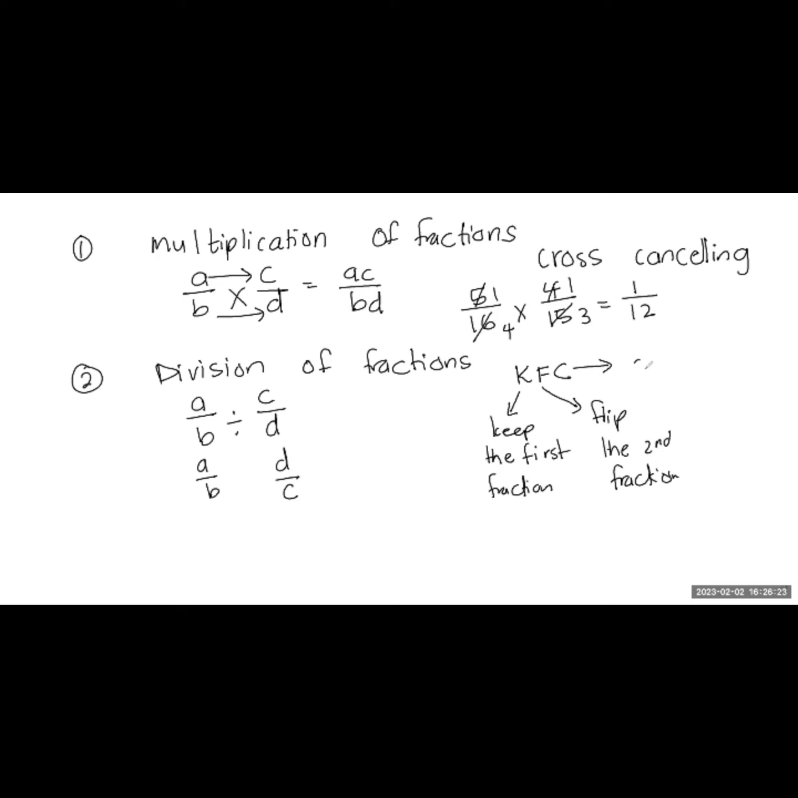And C is for change. We're changing the sign. Okay, KFC: keep, flip, change. Keep the first fraction. Flip the second fraction. Change division to multiplication. And now that we got it in multiplication, all these rules apply. We can cross cancel. We can go straight. So cross cancel and then go straight, just the way we did here. Quite simple. As long as you flip the second fraction and change the sign, you now have a multiplication of fractions question, and then these rules will apply.